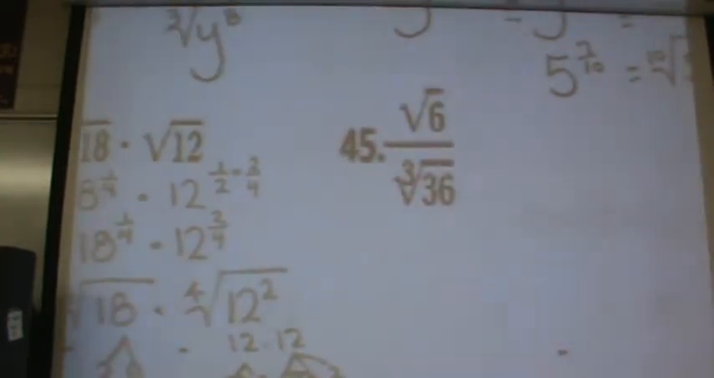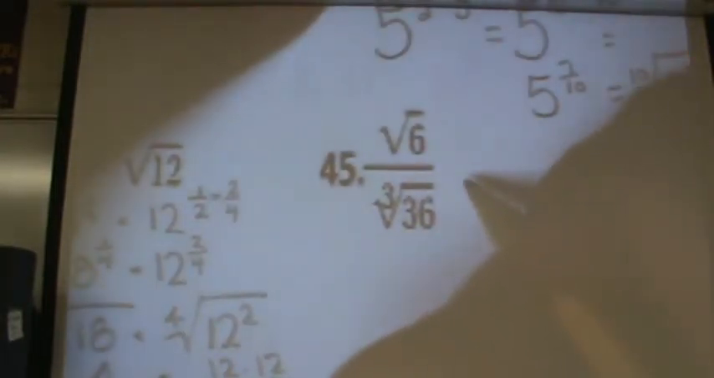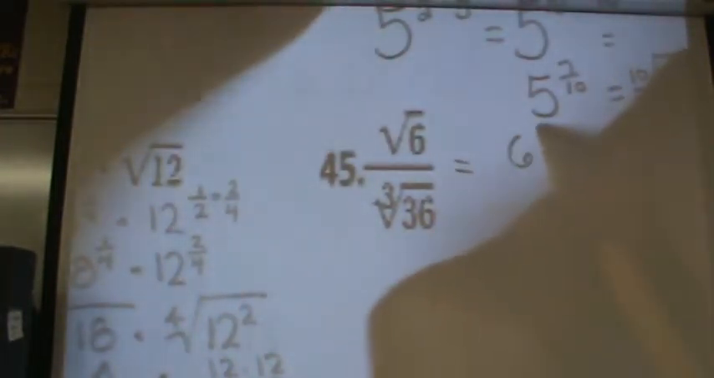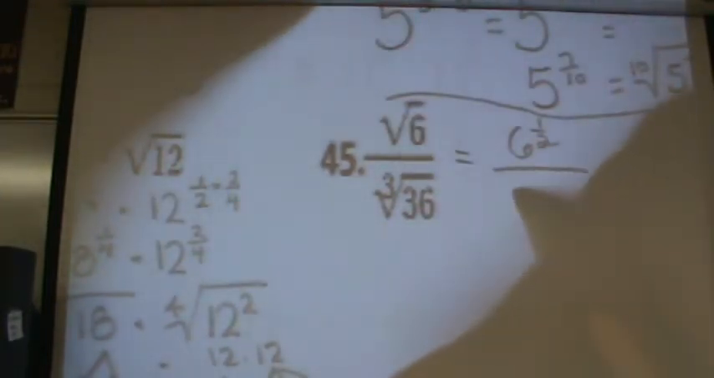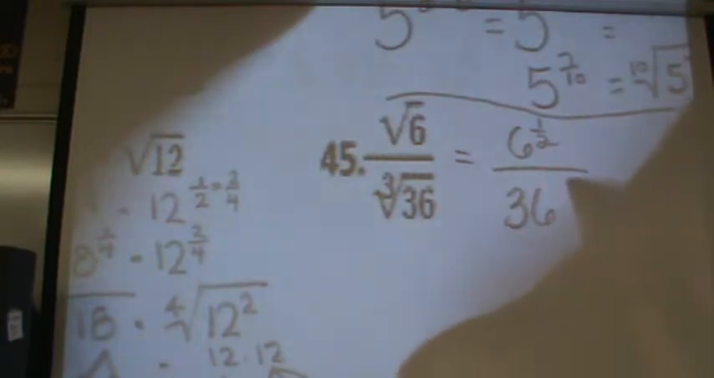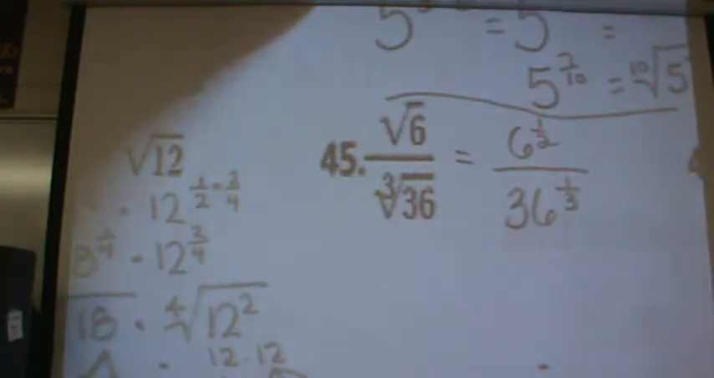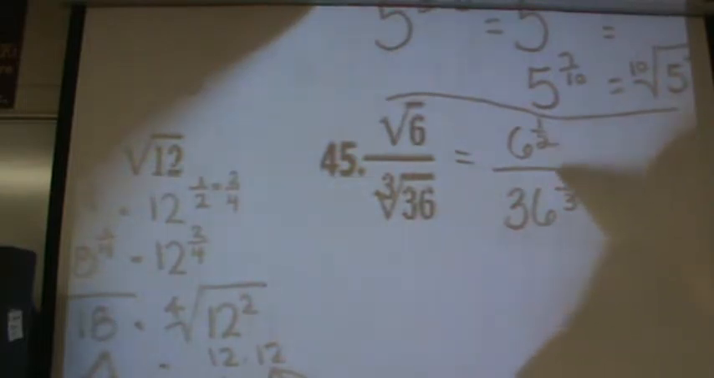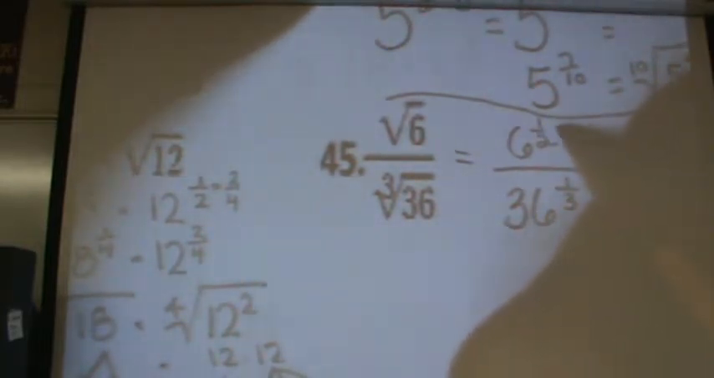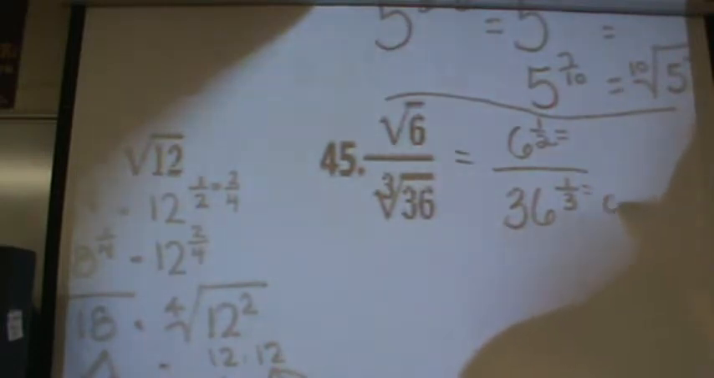How about this one? This one's gonna be the same scenario. You've got 6 to the 1/2 power over 36 to the 1/3 power. Now, can you get them in the same exponent? Can you convert them to the same? How about 6s? So this is gonna be 3/6 over 2/6.